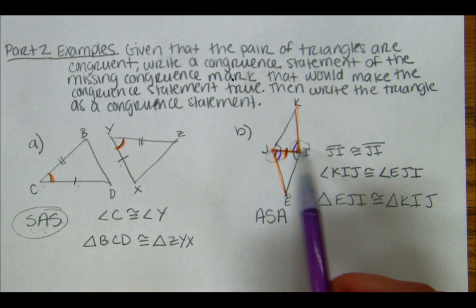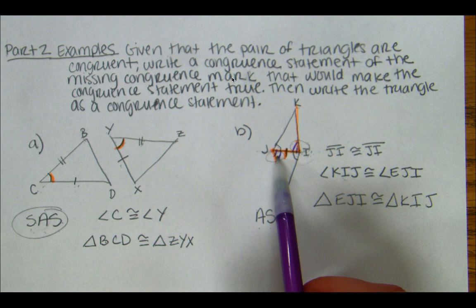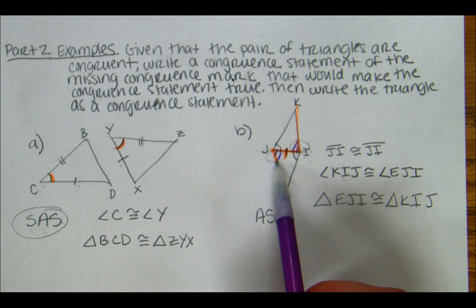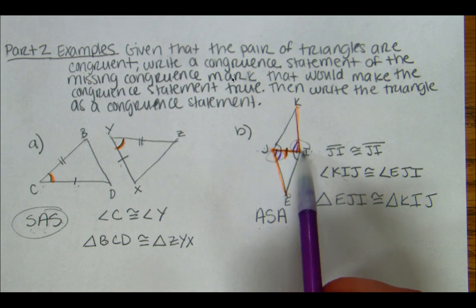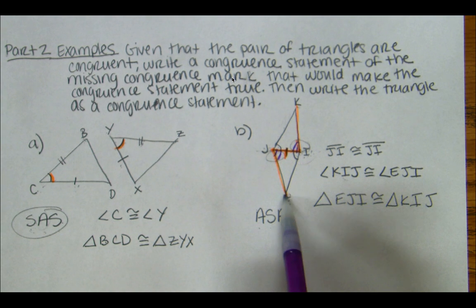Just because the letters match up here doesn't mean that the angles do when we're drawing it. So we can't just simply write KJI, EJI. Those angles aren't the same. They aren't corresponding. We have to make sure that the corresponding parts are lined up. So KIJ, EJI.